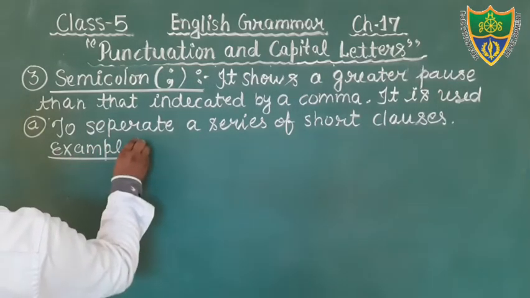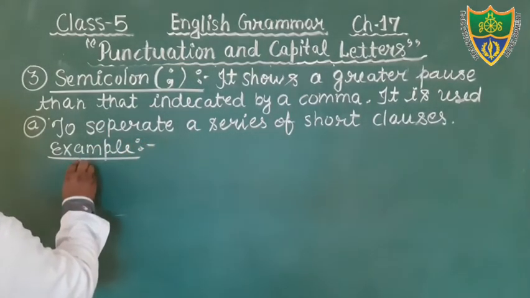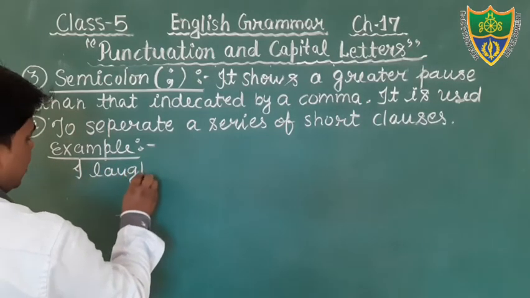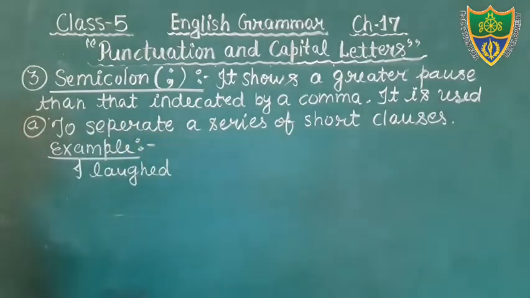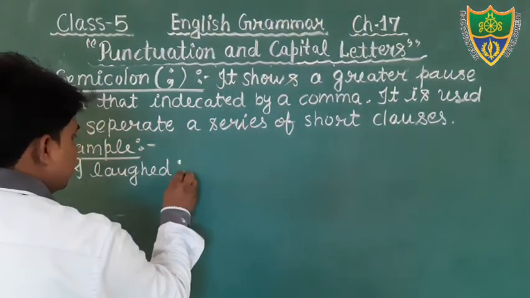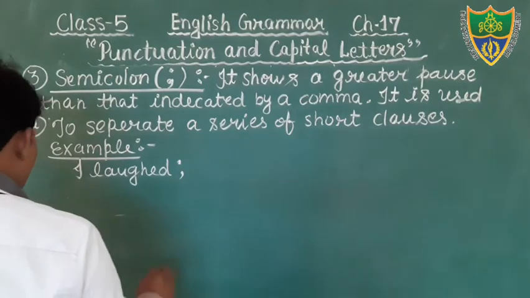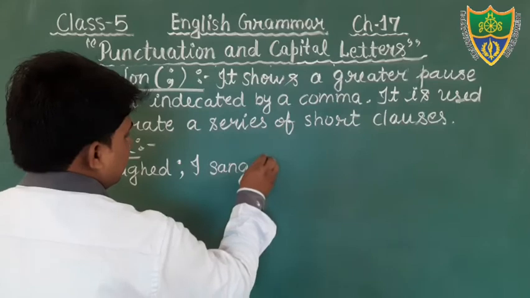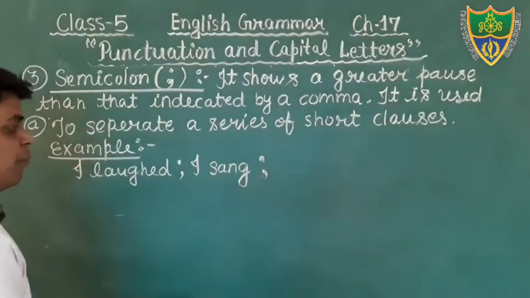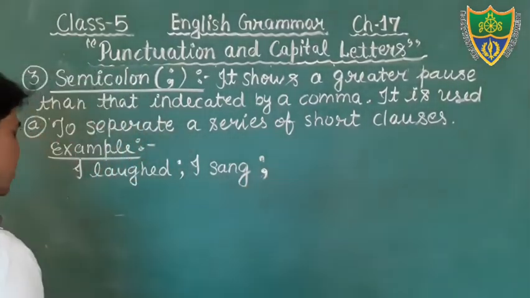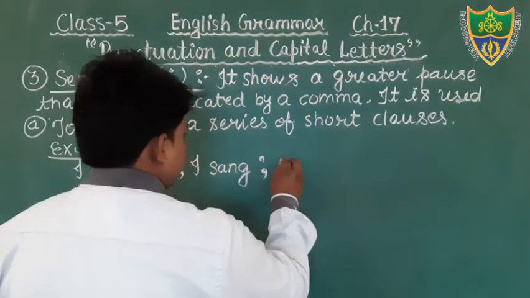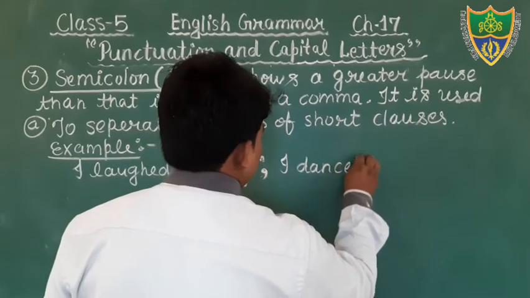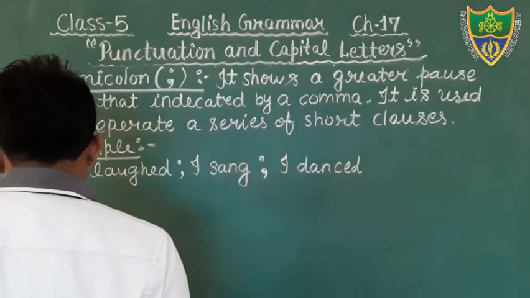We will write examples also. I laughed. This is one clause, L-A-U-G-H-E-D. I laughed. One clause, we will put a semicolon here. I sang. It is another clause, so we will put a semicolon here. Another, I danced, D-A-N-C-E-D. I danced with joy.